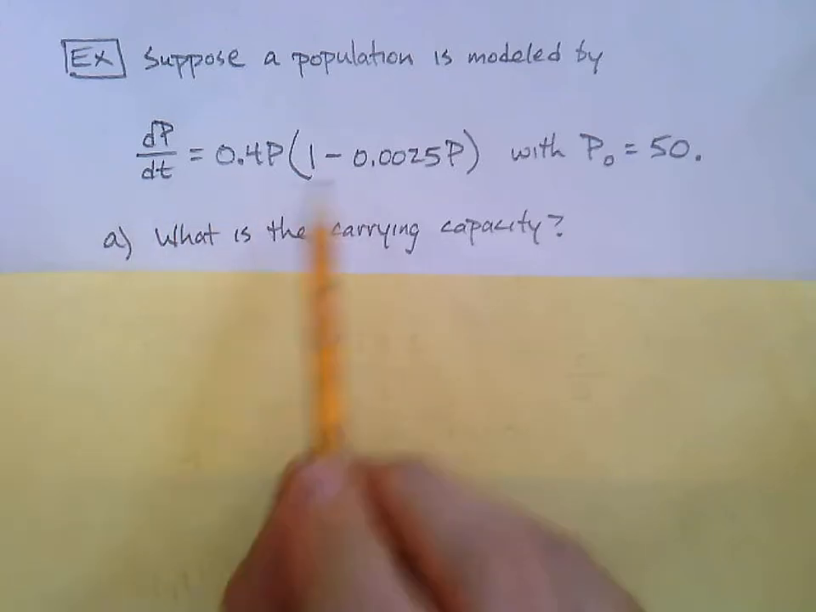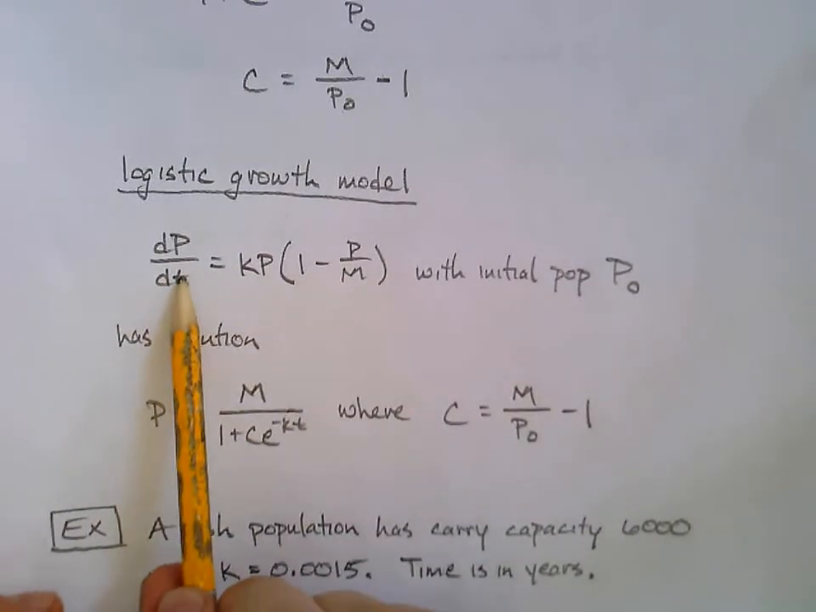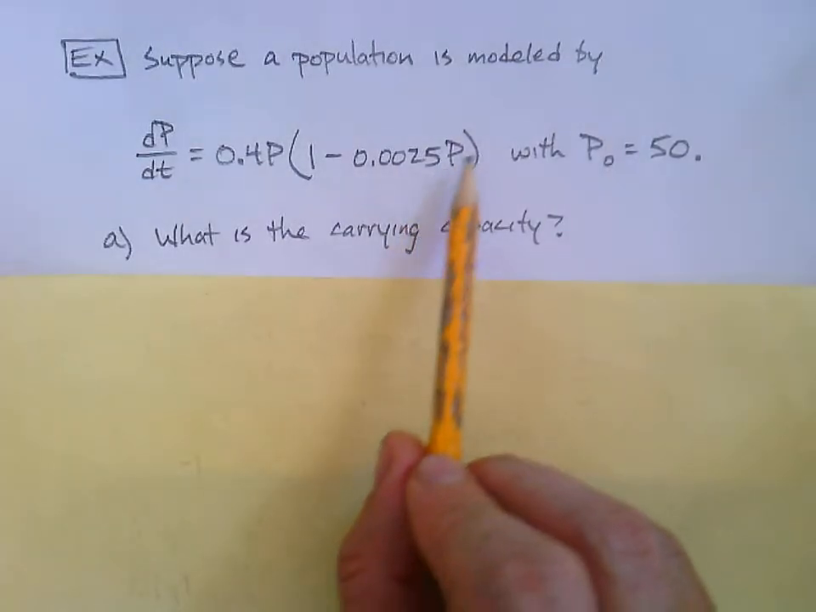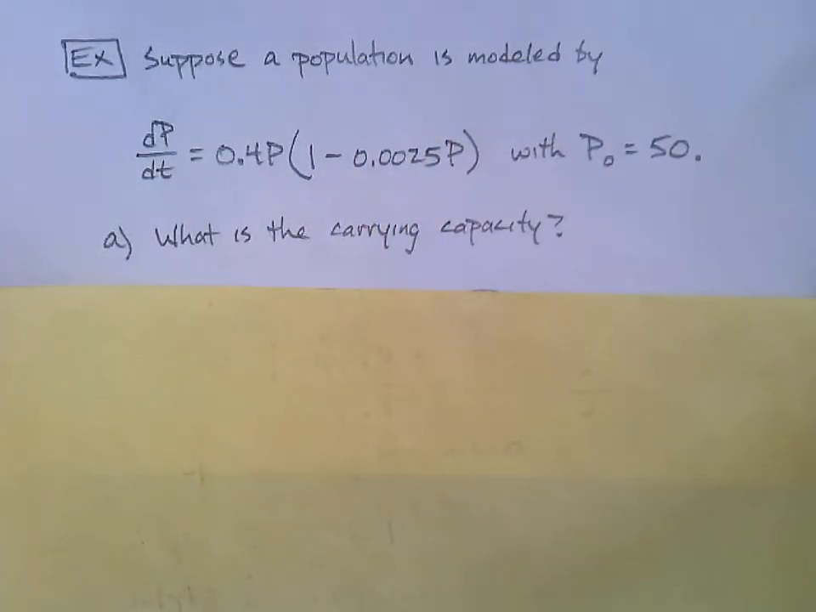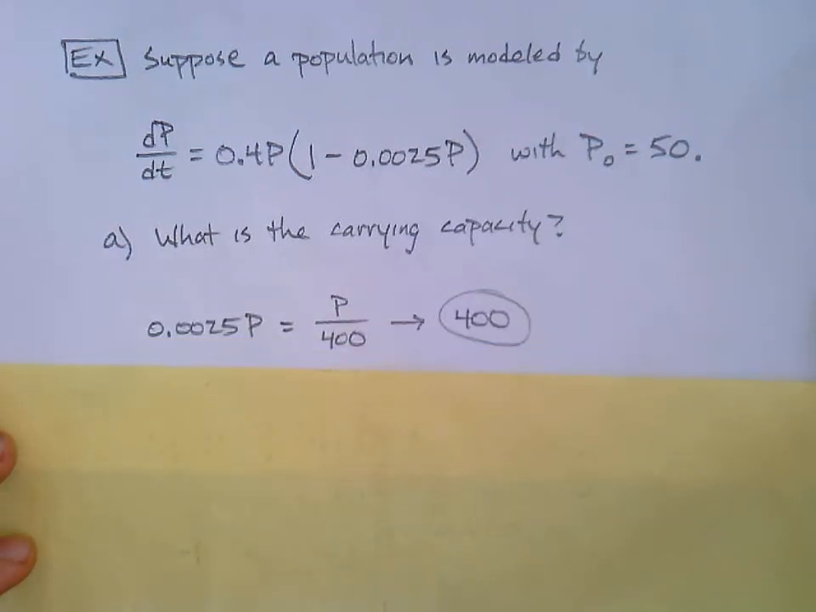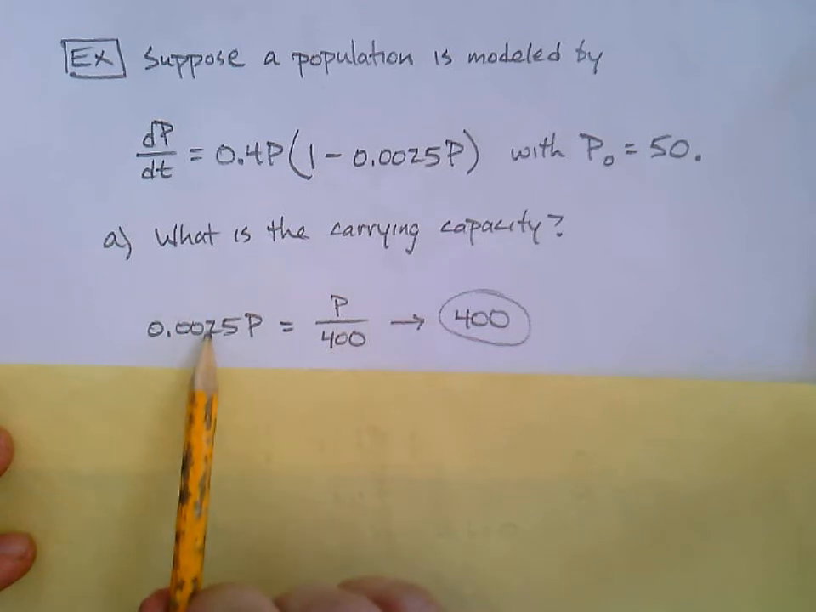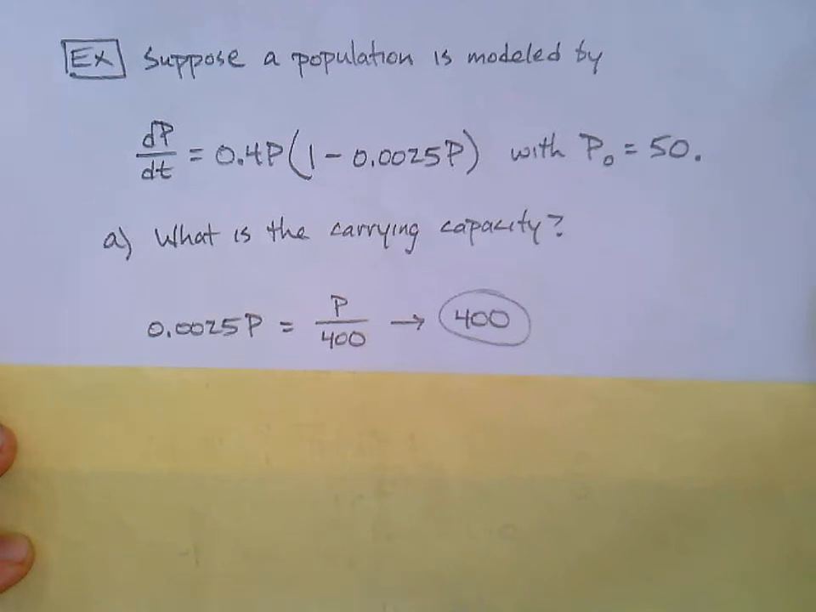Well, if they gave us the differential equation, we can look back here. Carrying capacity is M, so we need to look at that second term. But you notice they didn't give it to us in the traditional style. They gave us 0.0025P, so could we adjust that to figure out the carrying capacity? Well, sure, yeah. 0.0025P is the same as P over 400. You could take 1 over 0.0025 to figure that out. So there's our carrying capacity right there, 400.